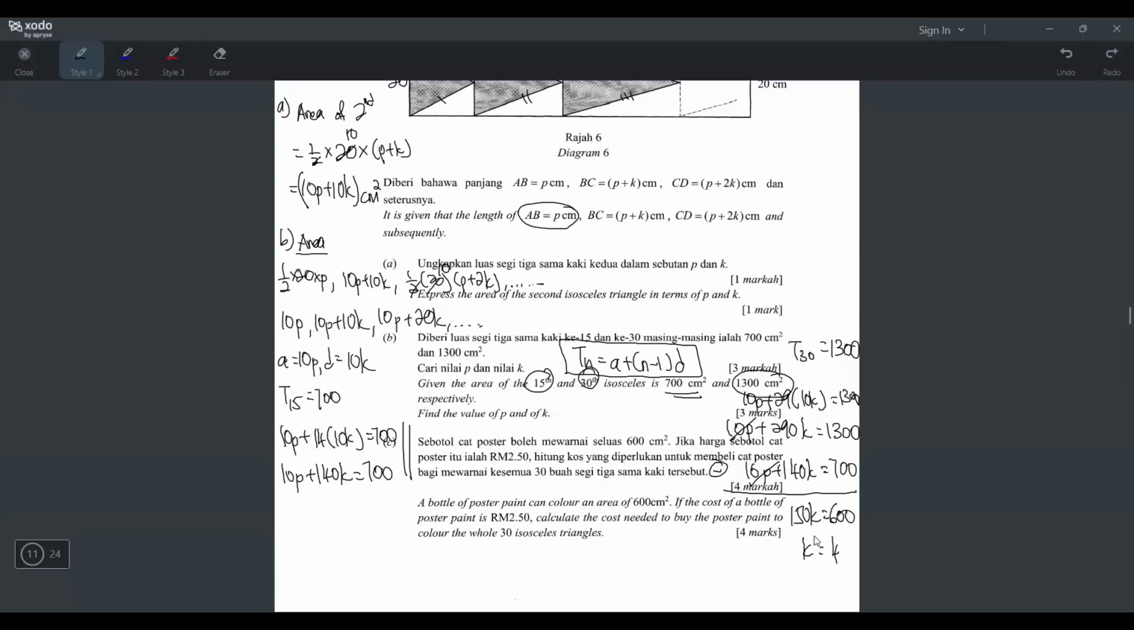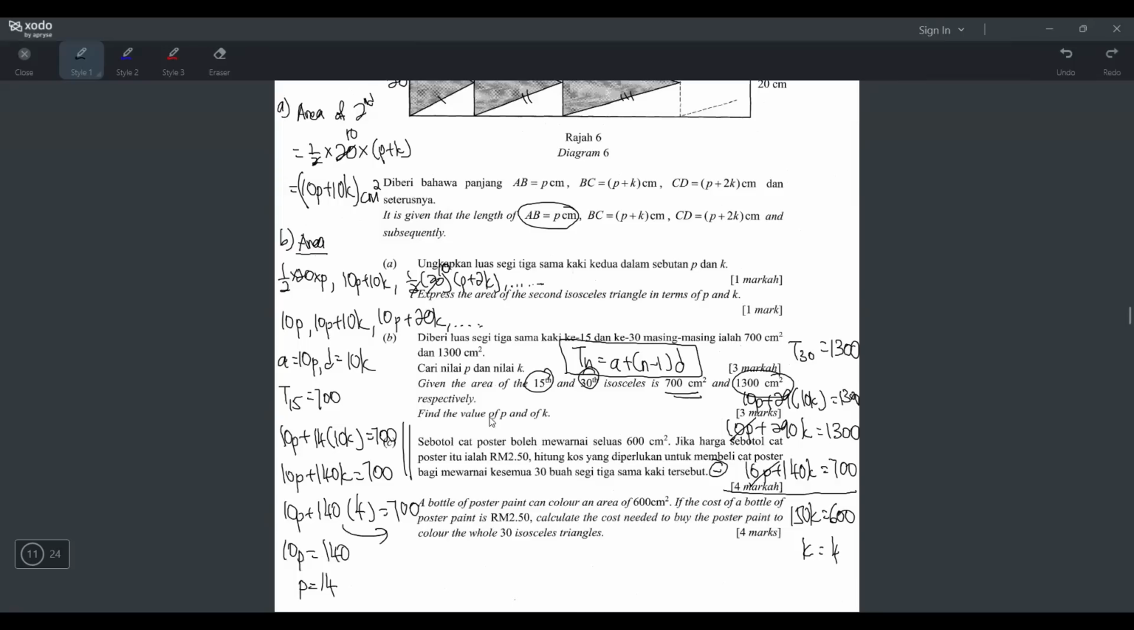And then how to find P? You just substitute back into the other equation. So it becomes 10P plus 140 bracket equals 700. K we just got, K is 4. So now you can get 10P equals, let's press 140 times 4, you get 560. And then 700 minus 560. My calculator gives me 140. So we have got P. 140 divided by 10 gives 14.